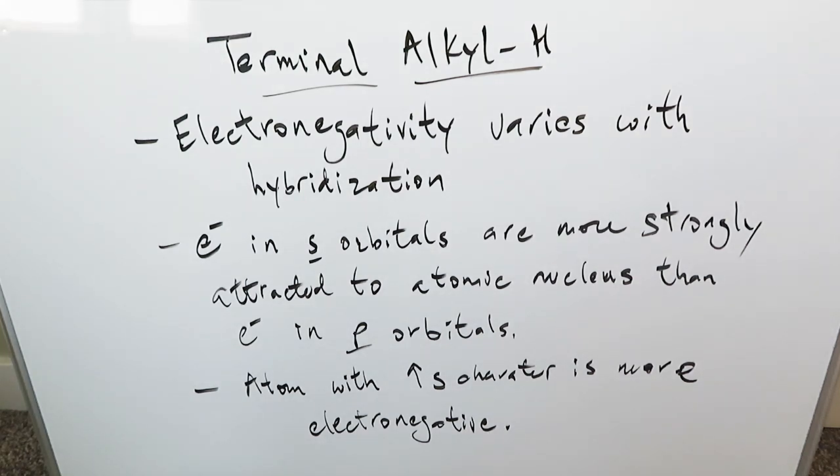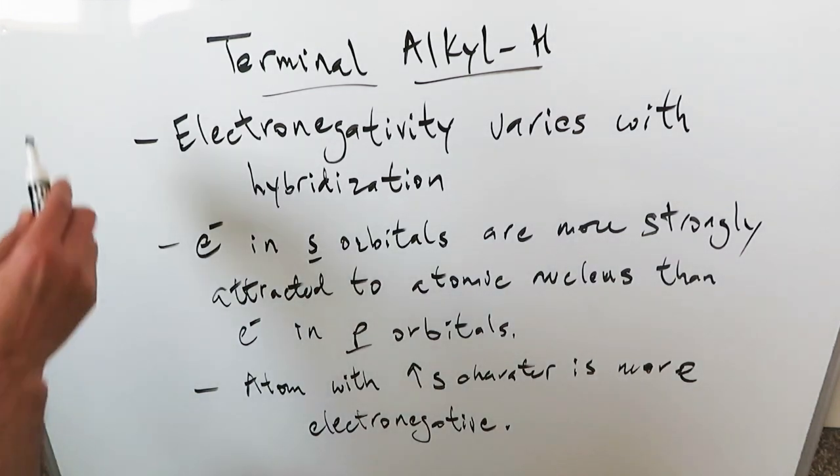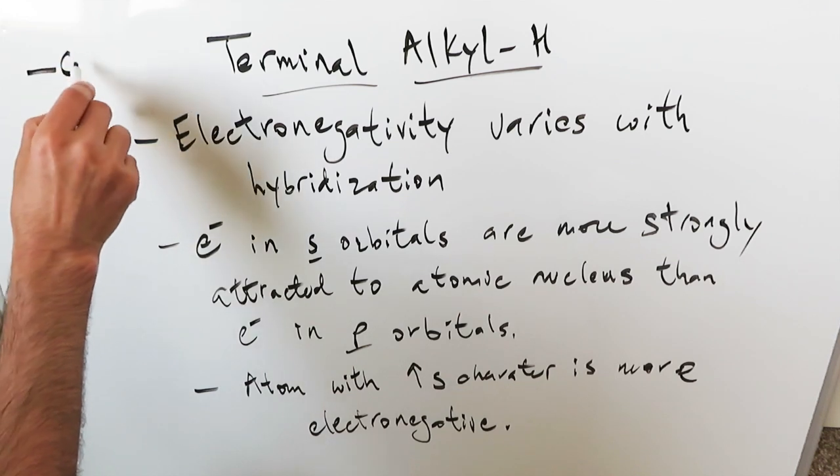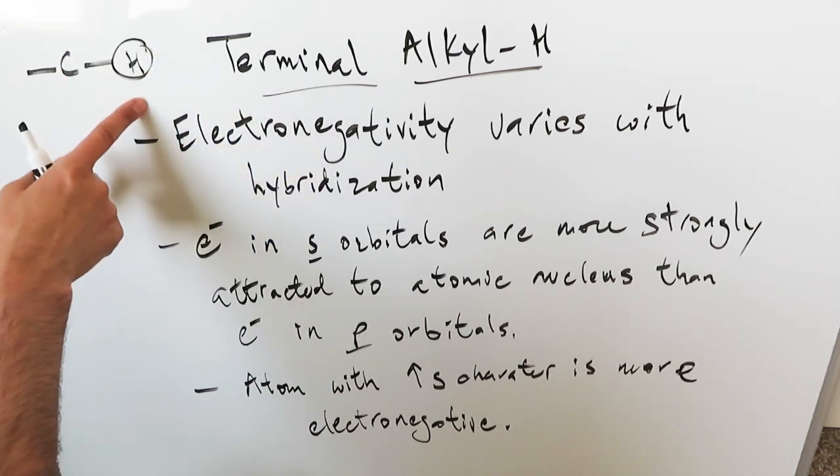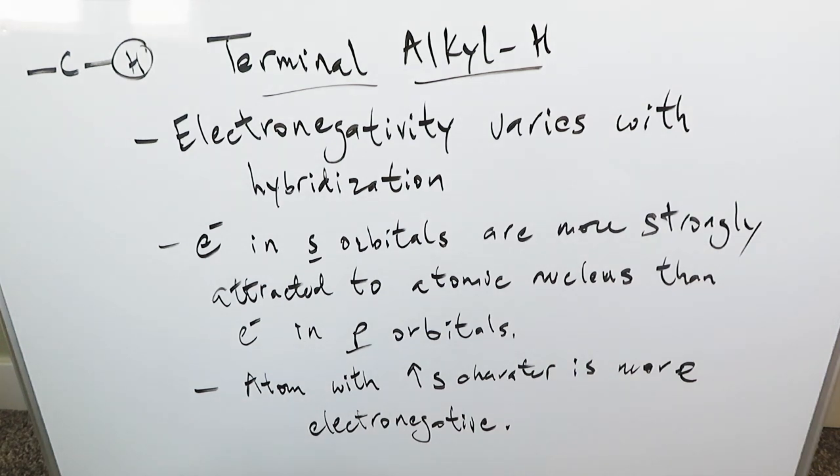I'm Mr. Ish. Thank you for joining me for this video where we're looking at the acidity of the terminal alkyl hydrogen. What is this alkyl hydrogen? If you have a certain carbon, there's a hydrogen at the end of that molecule. That's your terminal alkyl hydrogen, and it can be acidic based on a variety of factors.